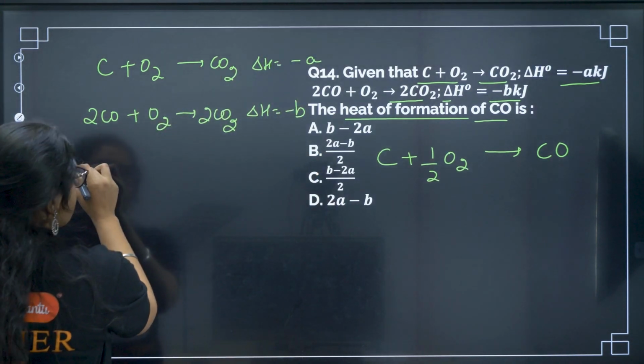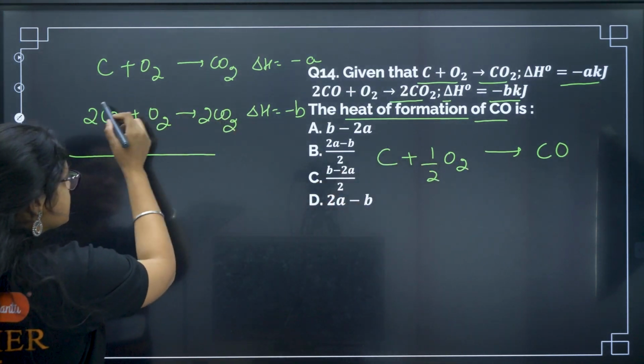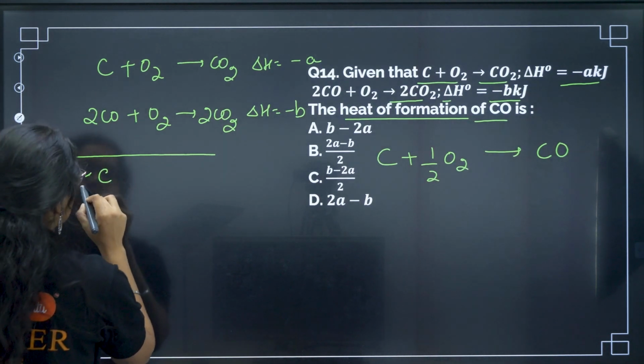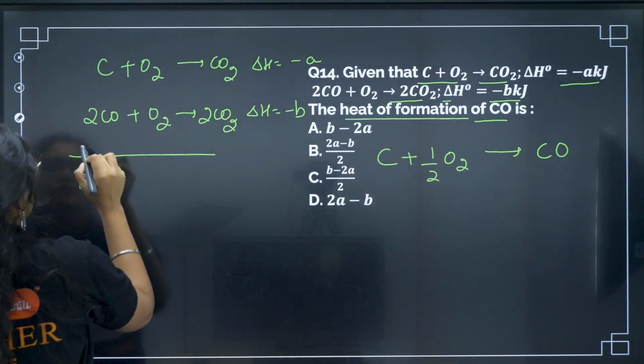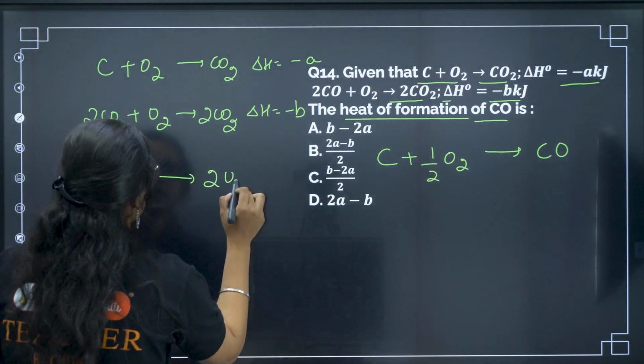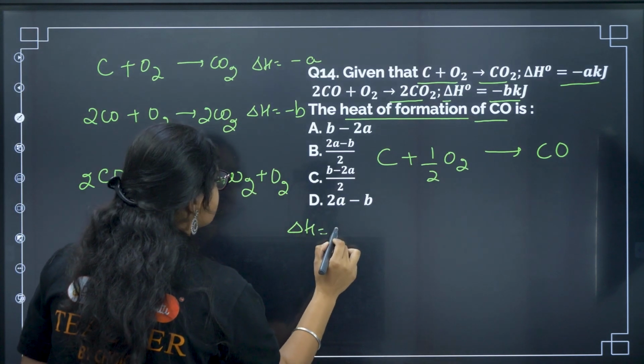So we need first carbon, and CO should be on the right hand side, right? So we can reverse this second equation. So if I first reverse the second equation, I'll get 2CO2 gives 2CO plus O2. So now delta H value for this one will be plus B.